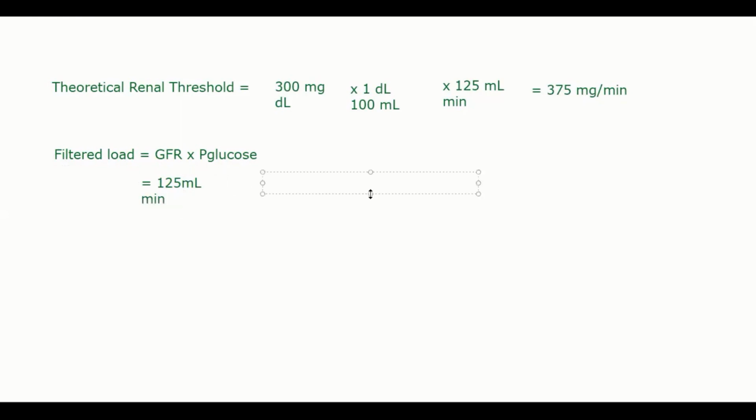And then we have our actual renal threshold for glucose, which is between 160 and 180. I'm going to put 180 here. So 180 milligrams per deciliter is actually the amount that those glucose transporters are going to be able to transport. Then we're going to convert those units again back to milliliters. So 1 deciliter is 100 milliliters, and if we multiply this all across, we're going to get 225.